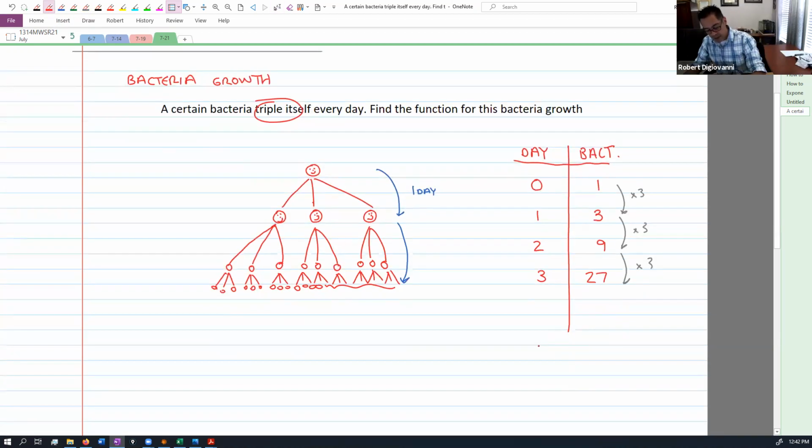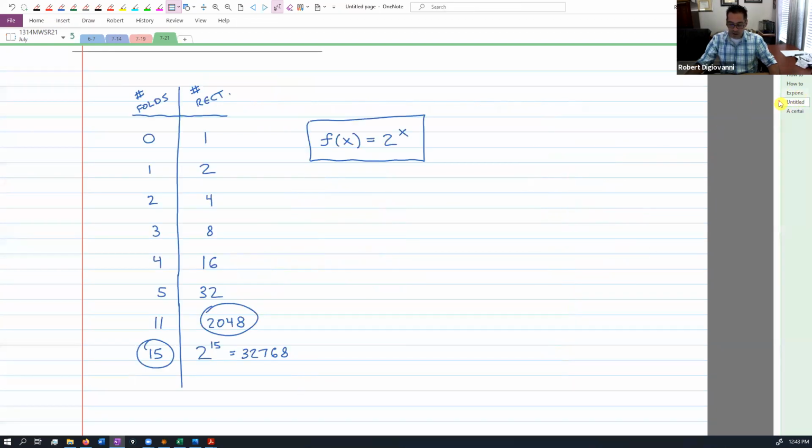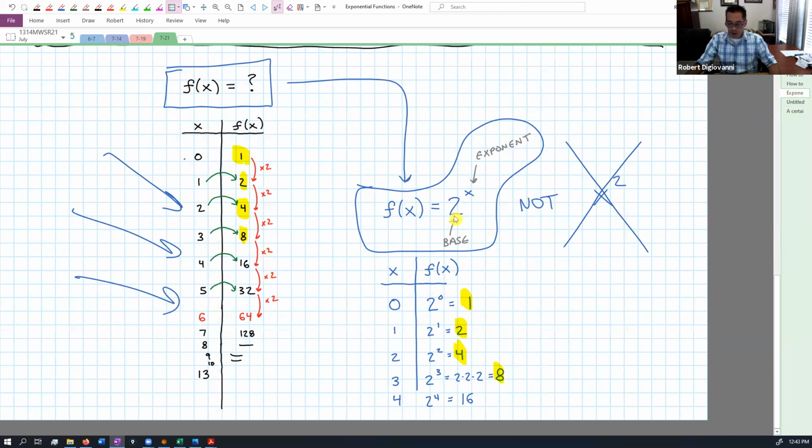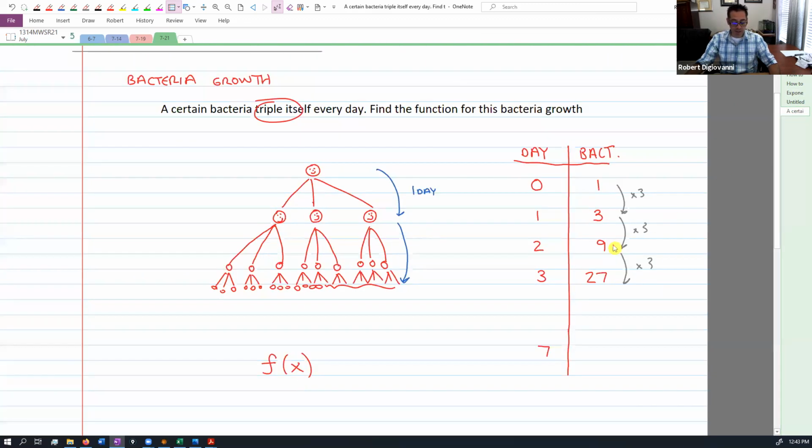How many would be there after a week? So what would happen 7 days later? Well, to do that, we could figure out what happens at 4 and 5 and 6, right? But what's the function? It's f of x. This time you see it's tripling each day. In the previous example, it was doubling each day, and since it was doubling on each step, we used 2 to the x. What do you think we'll be using here? Instead of 2 to the x, is it 3 to the x? Yep, 3 raised to the x. That is the function that describes this bacteria's growth.